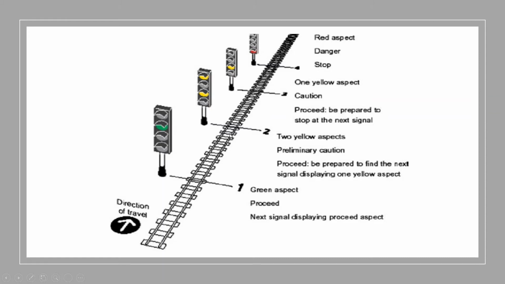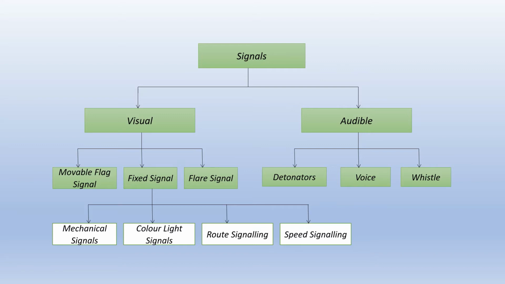Now, let us see the different types of signaling systems in railway signaling. That is, the signals are divided into visual and audible. Visual signaling is often categorized as mobile flag signal, fixed signal, and flare signal. And the fixed signal is further divided into mechanical signals, color light signals, route signaling, and speed signaling. Audible is divided into detonators, voice, and whistle.